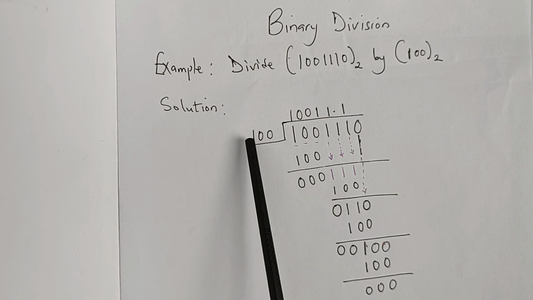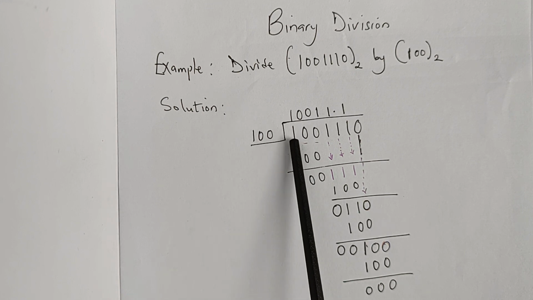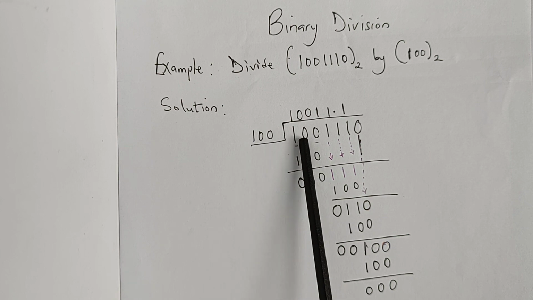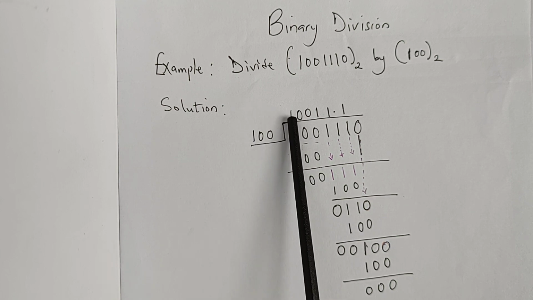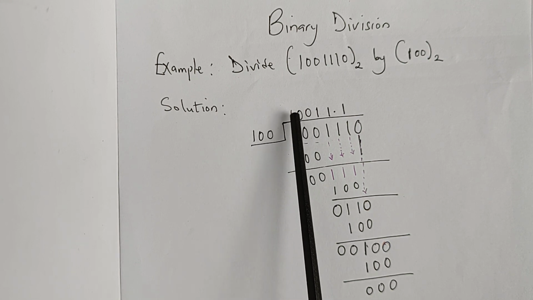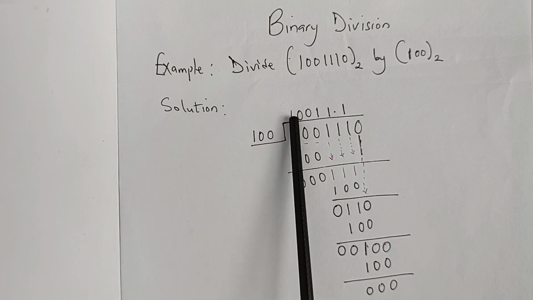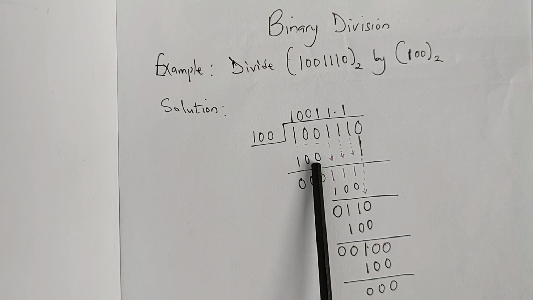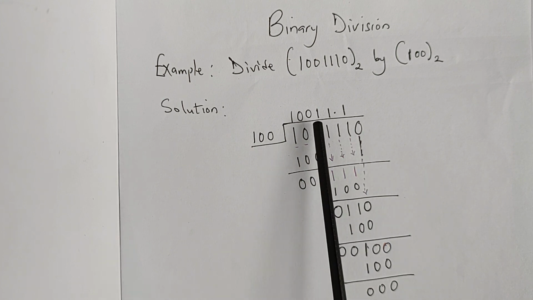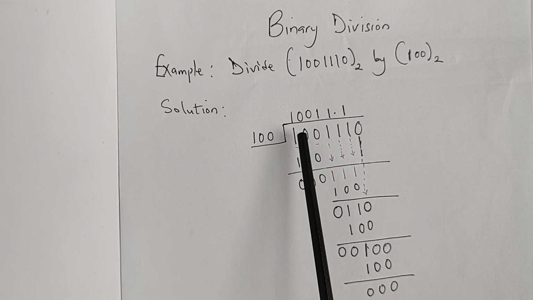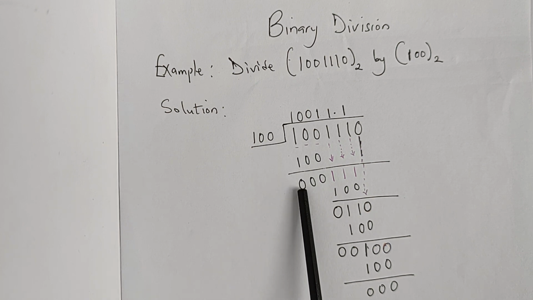So all we need to do is to say 100 into 100. How many times can we have this into this? It means we can have that one time. So 100 into 100 is 1, so we have 1 written up there. We say 1 multiplied by 100, it's going to give us 100. Now we need to carry out subtraction. So we say 0 minus 0, we're going to have 0. 0 minus 0, we're going to have 0. 1 minus 1, we're going to have 0.